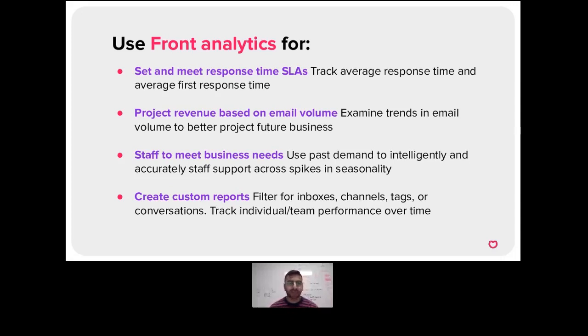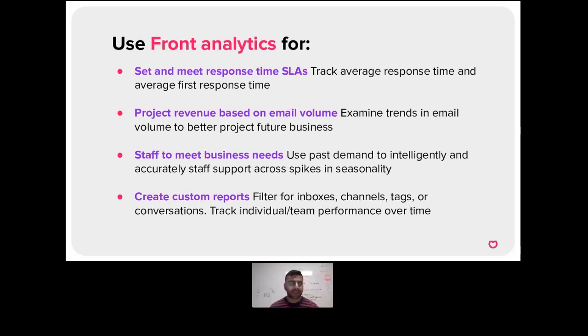Like I mentioned, you can staff to meet business needs. Front will tell you your busiest time of the day and your busiest day of the week. So you can now understand where you need to staff more. Perhaps it's Wednesday between 1 and 2 p.m., and then on Fridays between 3 and 5, it's slow. And so you can allocate staffing based off of this data.